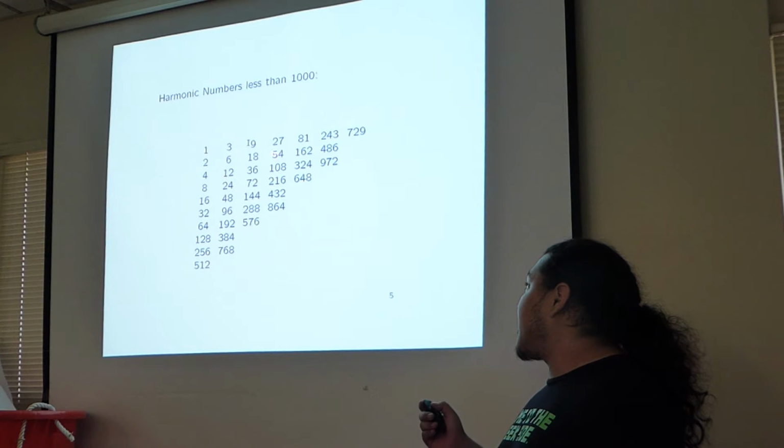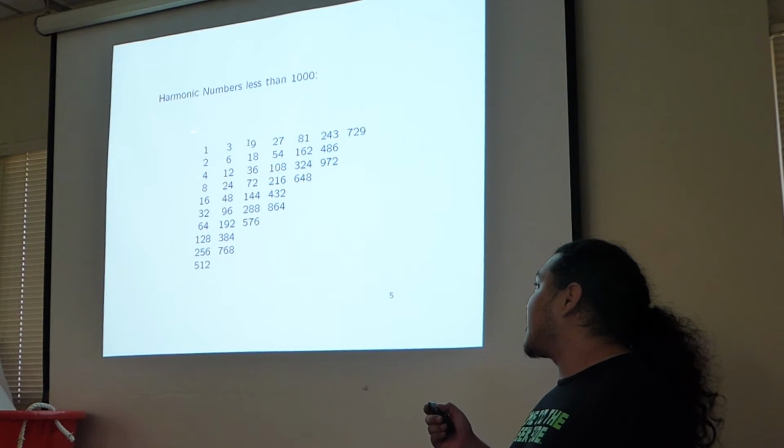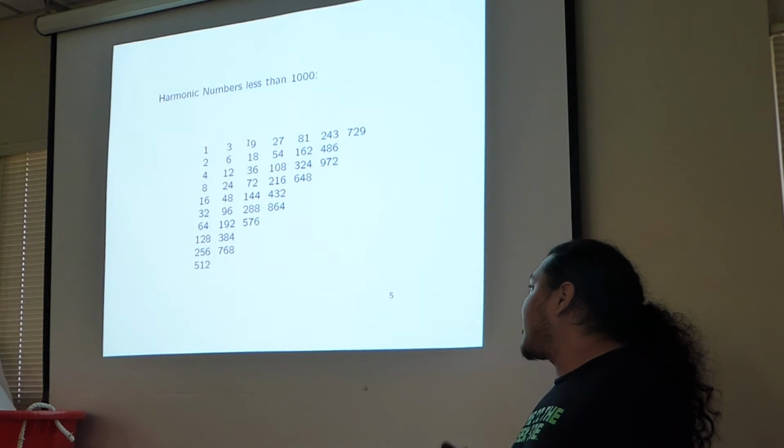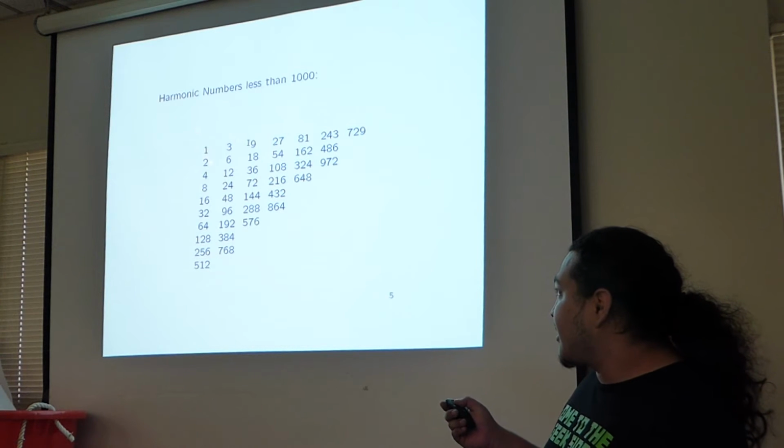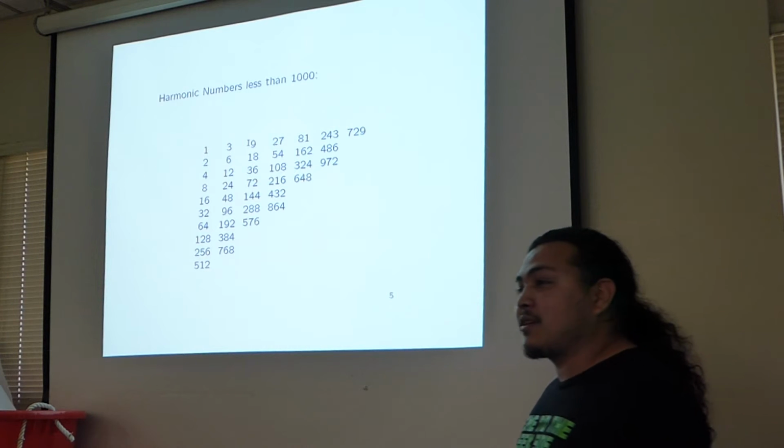And then this is a table of harmonic numbers less than 1,000. Right across the top, you have the powers of 3 less than 1,000. Across the side, you have the powers of 2 less than 1,000. And then you just treat this like a regular multiplication chart. The 2 times the 3, you get 6. 2 times the 9. And keep going.